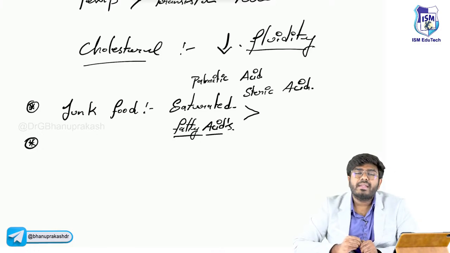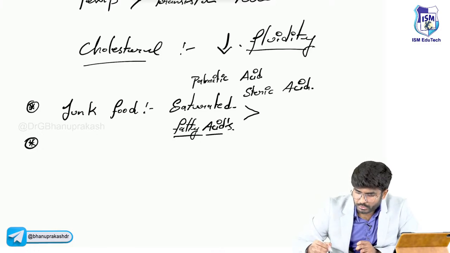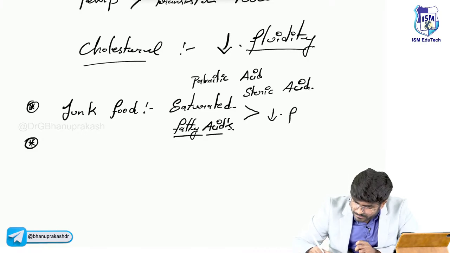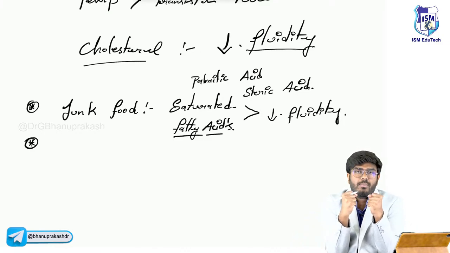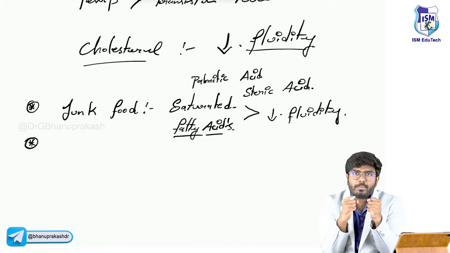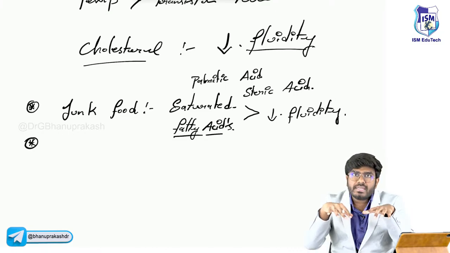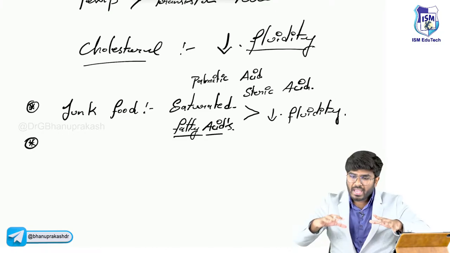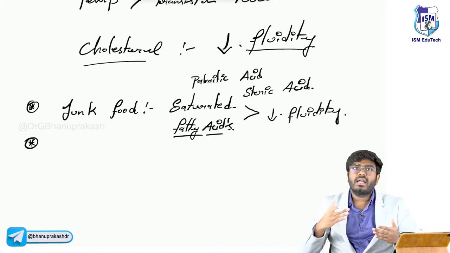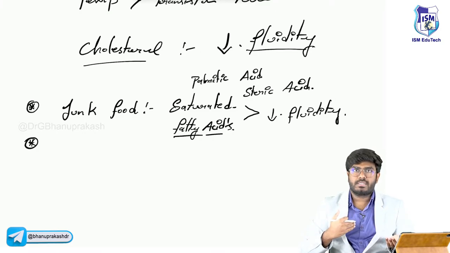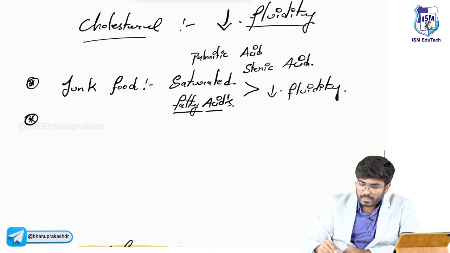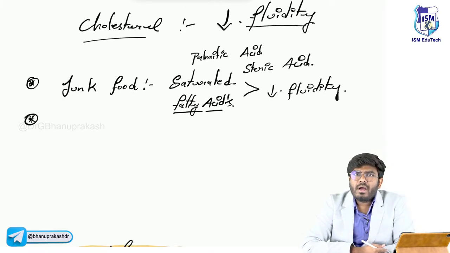These fatty acids will decrease the fluidity, which means they are making the cell membrane more rigid. That's bad. You need a good amount of fluidity so that exocytosis and endocytosis can happen and the cell can exchange materials. That's good. Now, have you ever heard about omega-3 fatty acids, omega-6 fatty acids?